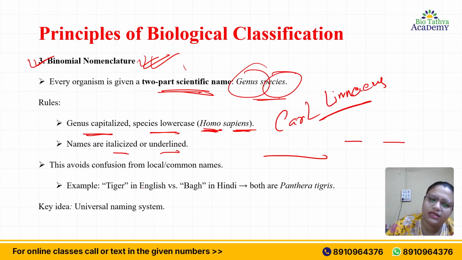They have given an example. Tiger is an English name versus Bagh is a Hindi name. We say Bagh in Hindi or Bagh in Bengali as well. So both are basically what? Both are Panthera tigris, but because of the common name there can be confusion. So scientists thought, let's give them a scientific name so that no confusion will be there. So this is a universal naming system.